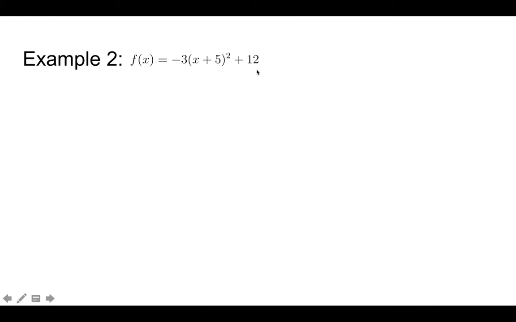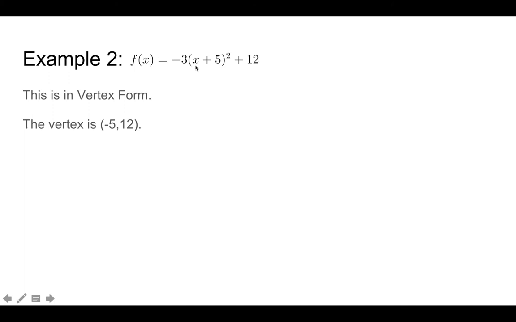Okay, another example. This one's a little different because we're in vertex form instead of standard form. So the vertex is right in front of us. Remember, vertex form is a(x minus h) squared plus k. So the vertex is the point h, k. H is the opposite of what we see inside. You just have to get used to that.